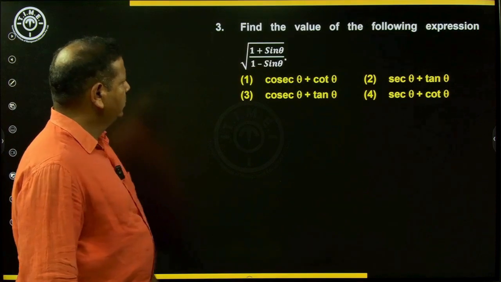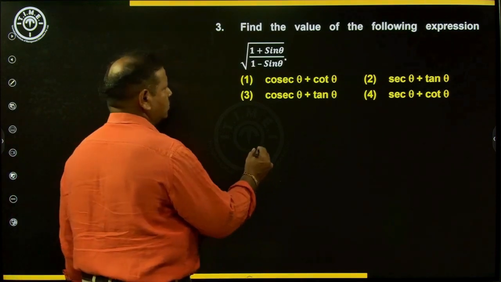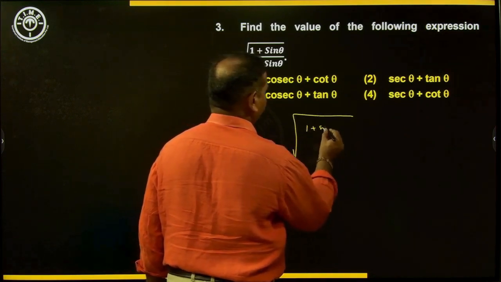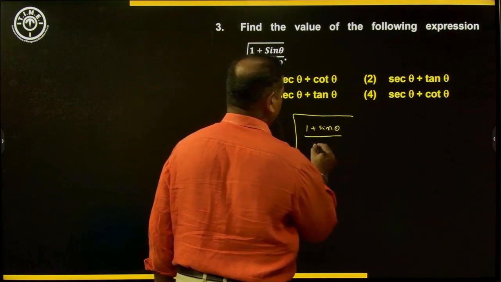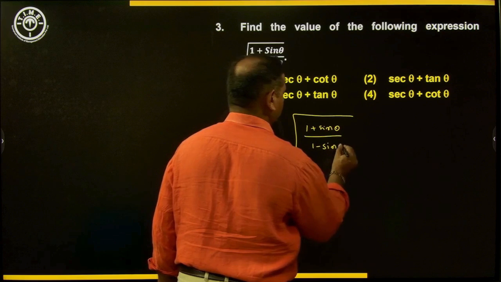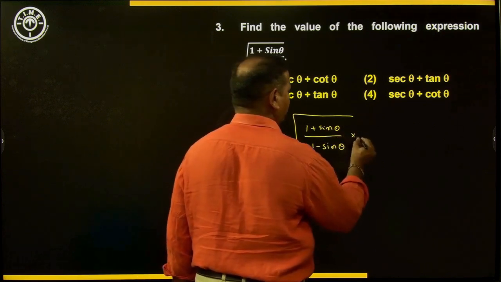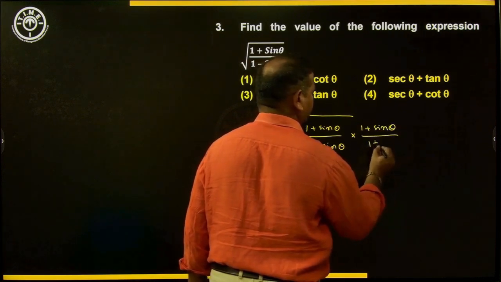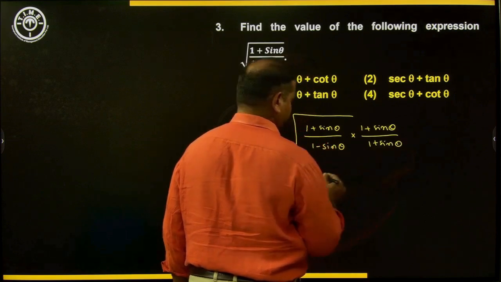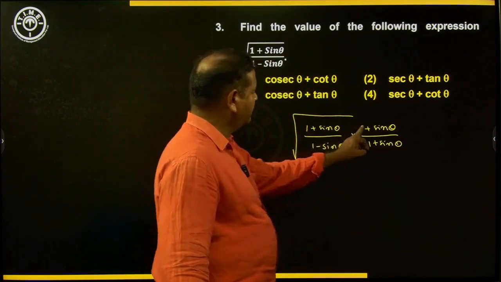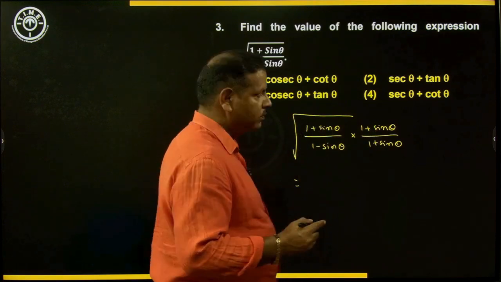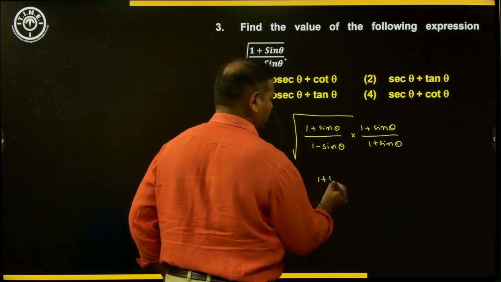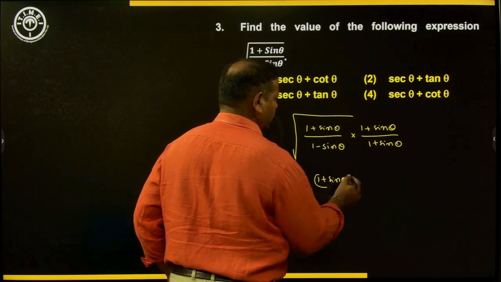Then say this. Find the value of the following expression: root over 1 plus sin theta by 1 minus sin theta. Just I am multiplying and dividing with 1 plus sin theta. Then what do you get in the numerator? Root over 1 plus sin whole square. The square and root will be cancelled. Actually, you get the numerator as 1 plus sin theta.